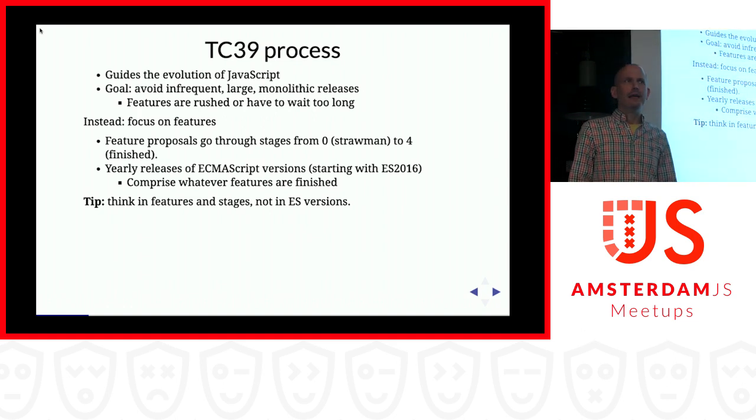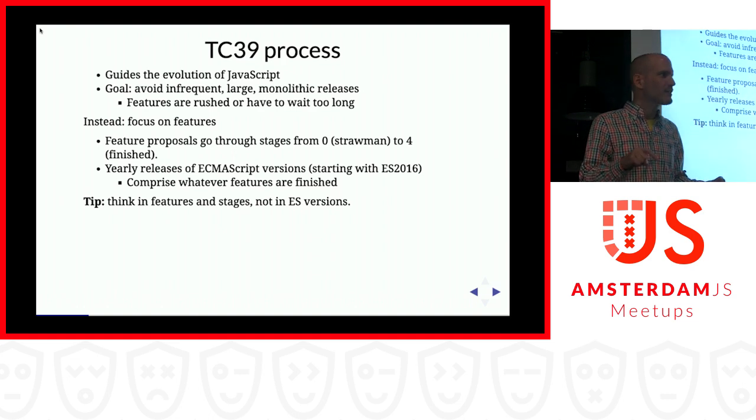And in response to that, they created this new process, and the idea is now, instead of focusing on these releases, so the releases become less important, you now focus on features. And with the features is, for each feature you have a so-called proposal. That proposal goes through stages from 0 to 4. And every year you have a new release.